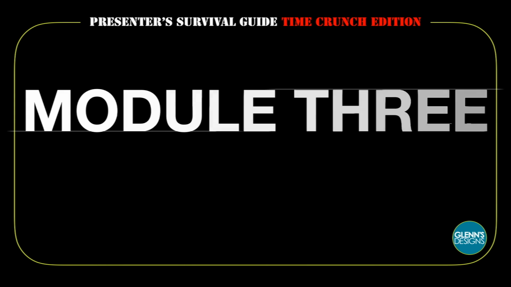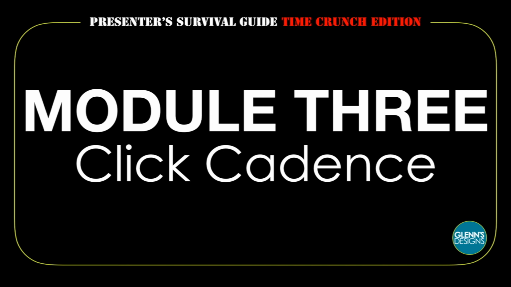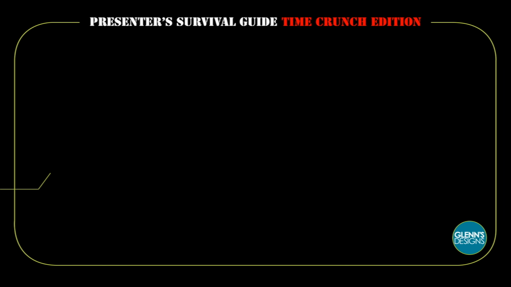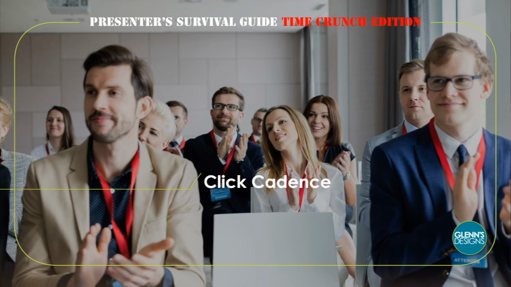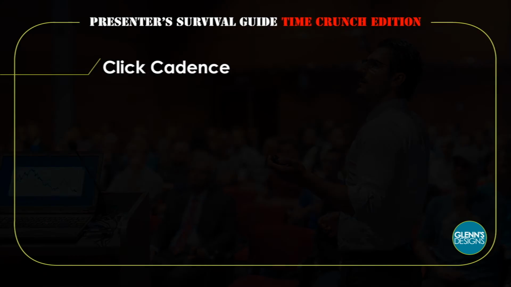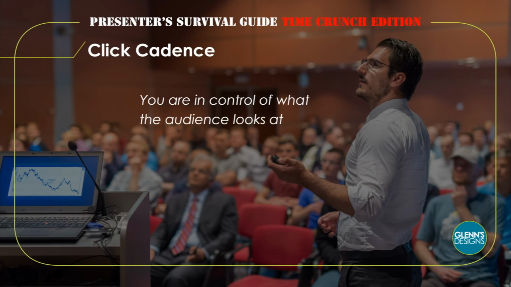Welcome to Module 3. Click cadence. Now that you have your outline and visuals in your presentation, let's talk about your click cadence. A click refers to advancing to the next action in a presentation. Click cadence is the back and forth tempo between the audience's attention on you and on the contents of your slide. The clicks determine the cadence. Remember, you want to be in control of what the audience looks at. Slides that have too much information or are distracting can break that tempo.